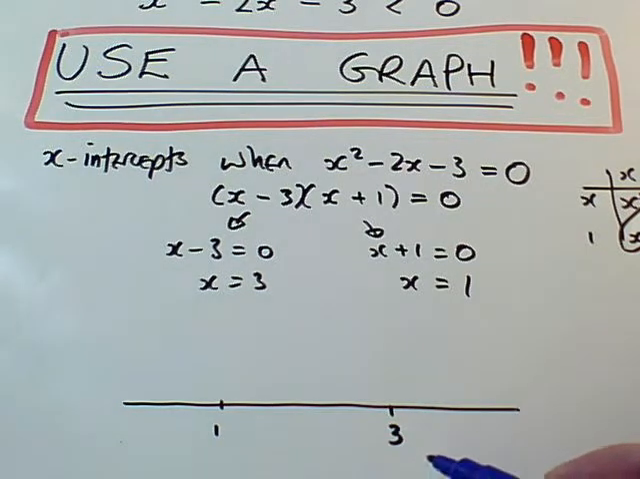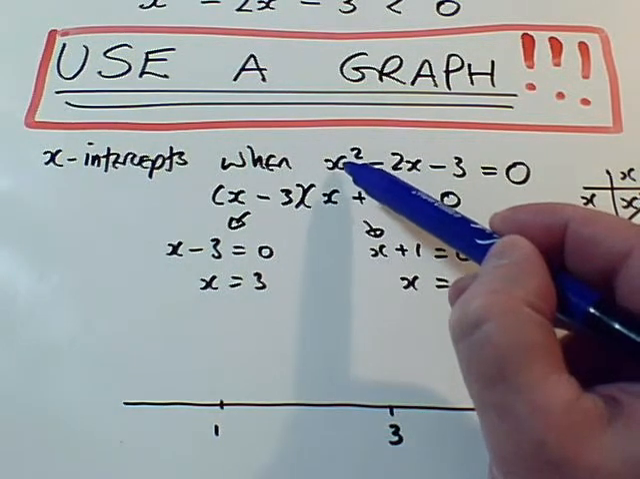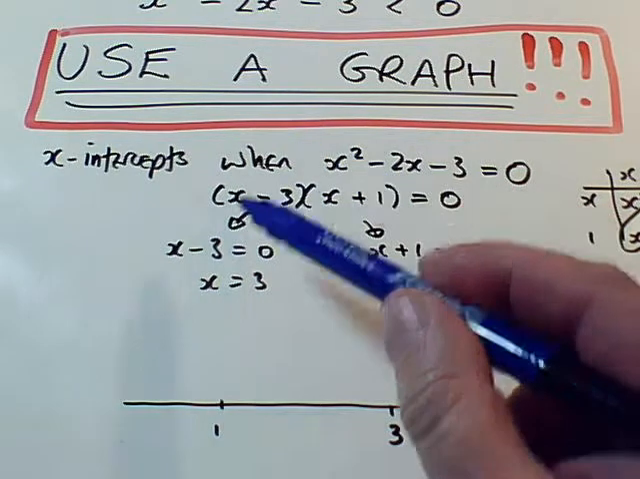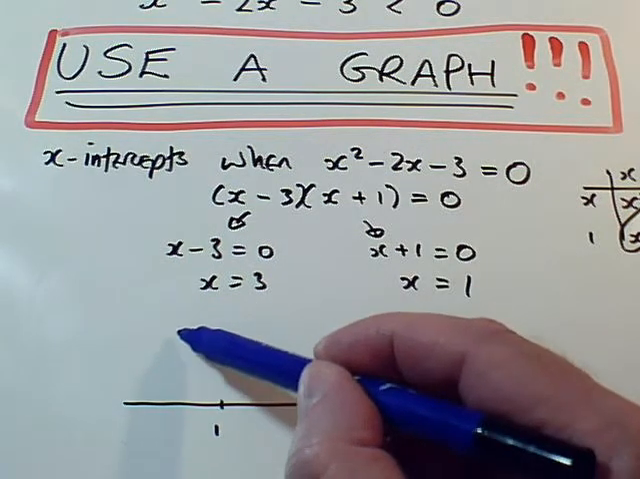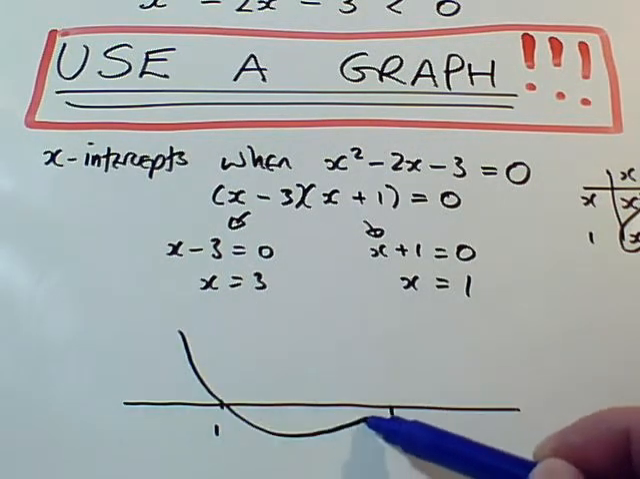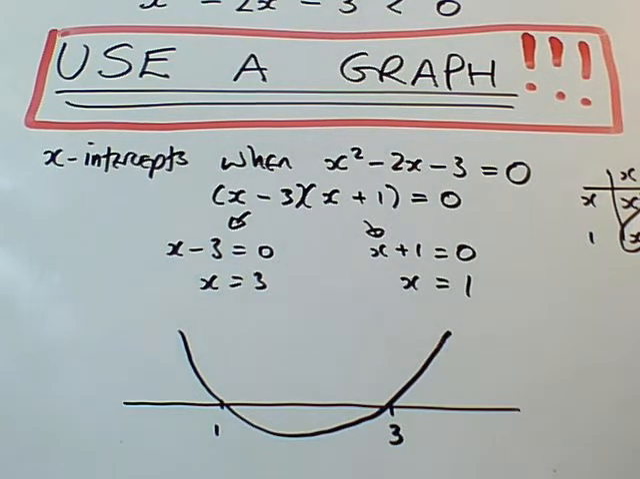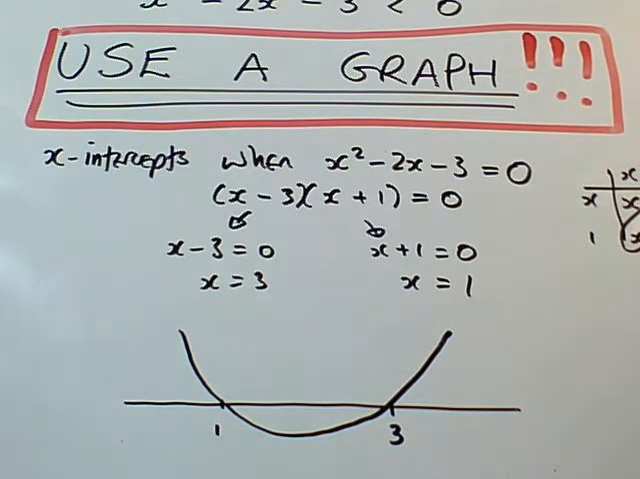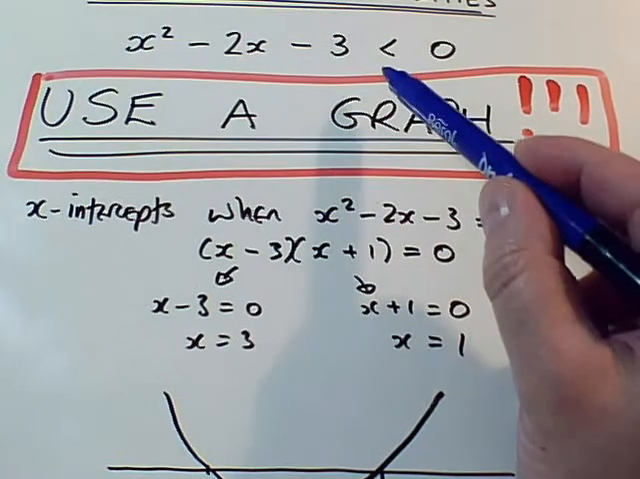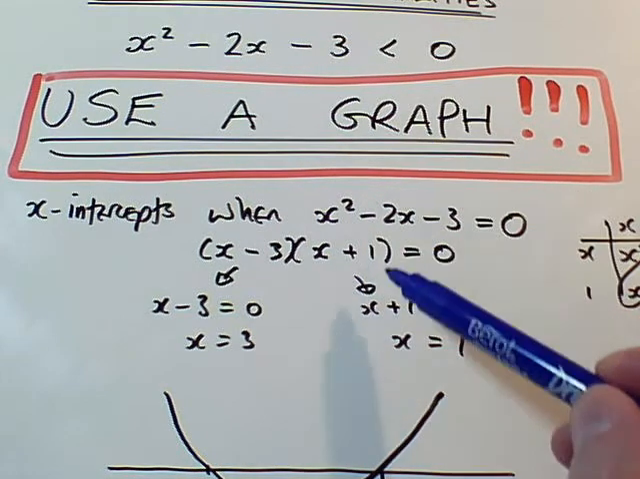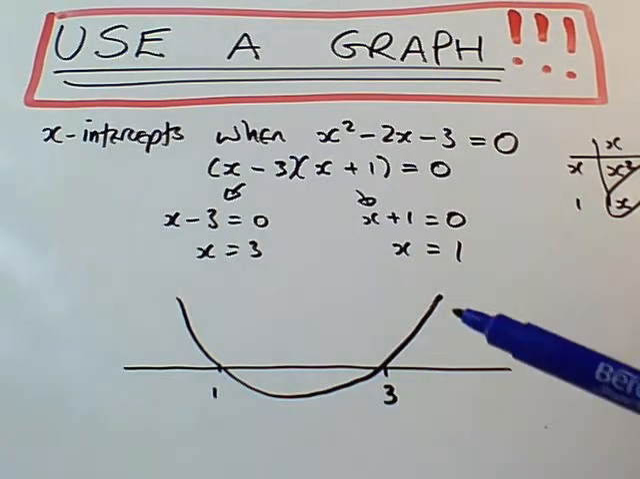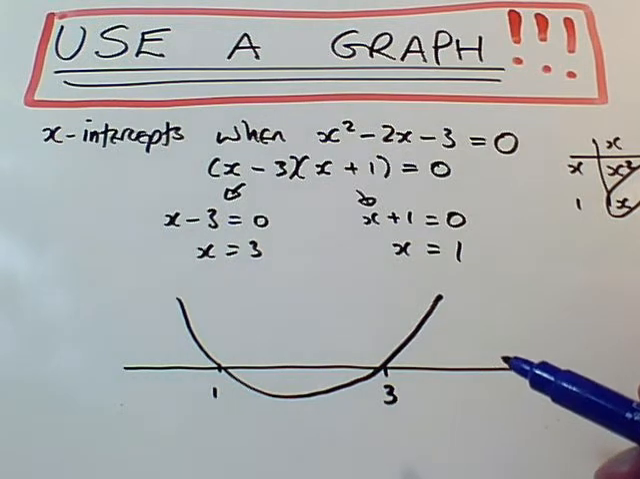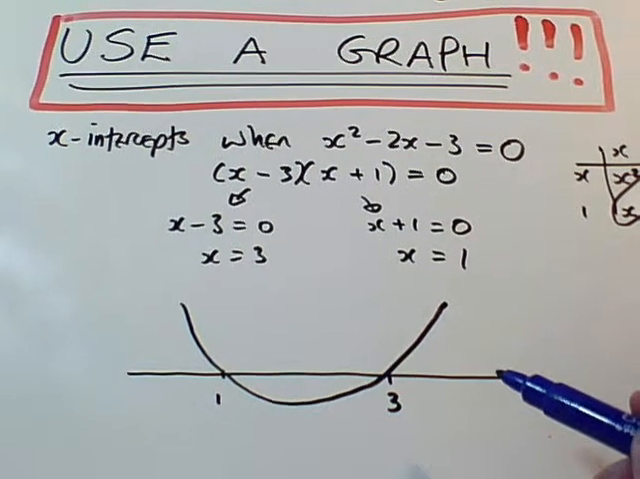Now, which way does my parabola go? Well, I've got a positive number of x squareds. So positive number of x squared, it's going to be the U shape. It's going to be the smiley face. So it's going to look like that. Okay, so the first thing I do faced with a quadratic inequality is draw its graph, find the x-intercepts and get a decent sketch. Now I've got to decide where I want to be on this graph.